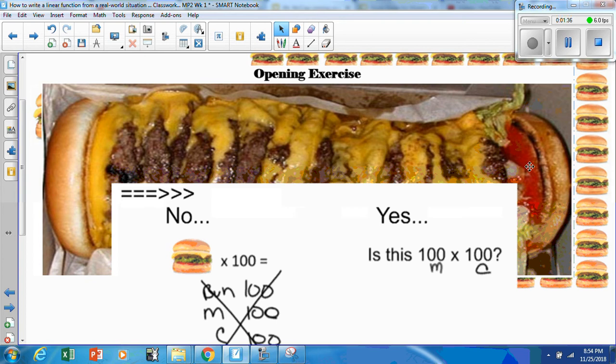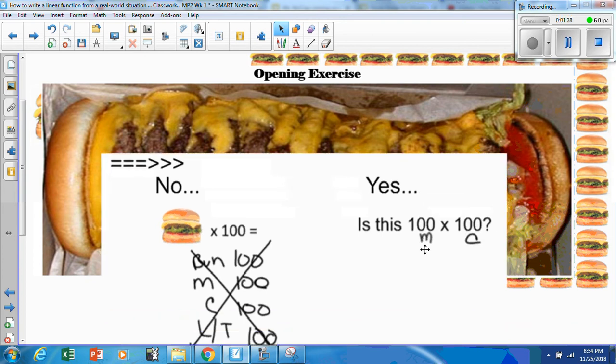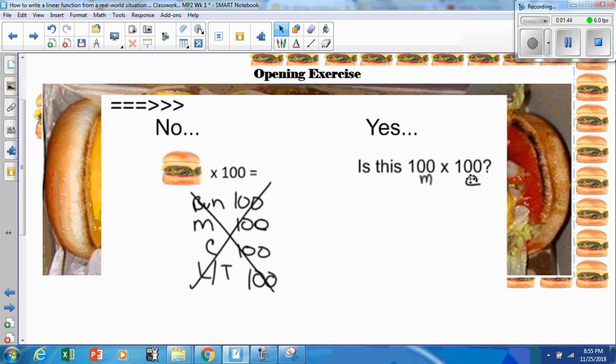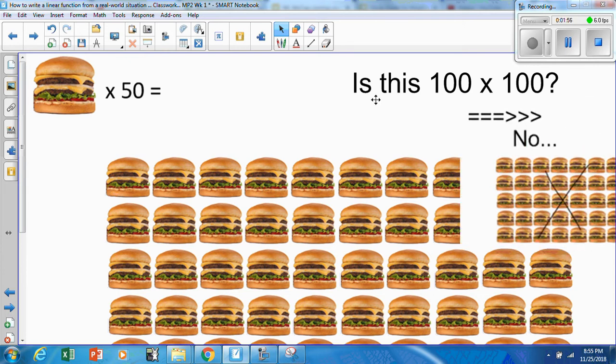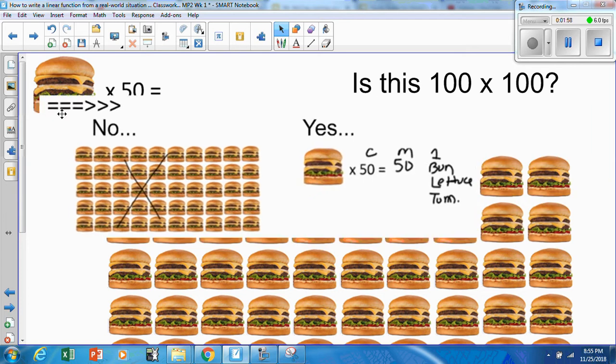Let's continue. So, a 50 by 50, again, what do we need? We need one bun, one piece of lettuce, one piece of tomato. We need 50 patties of meat and 50 pieces of cheese. That's what we need.